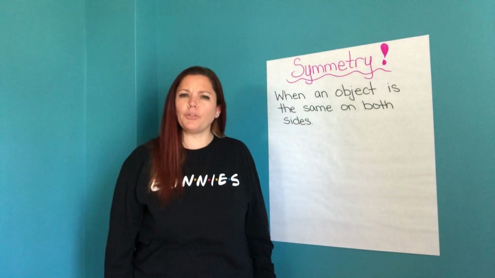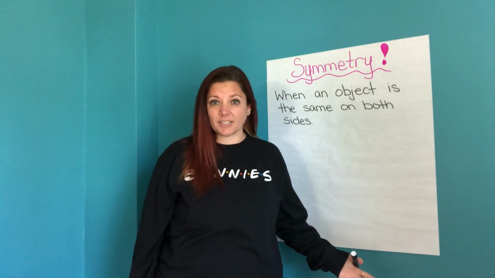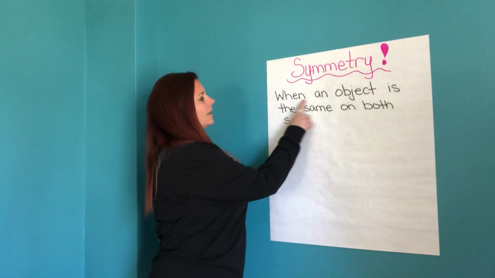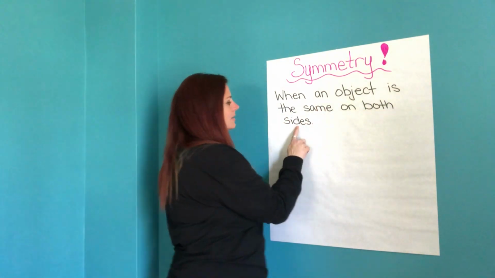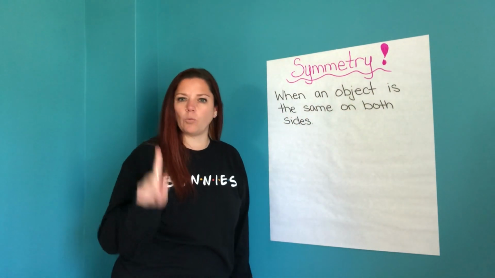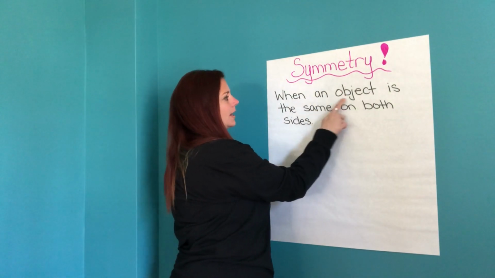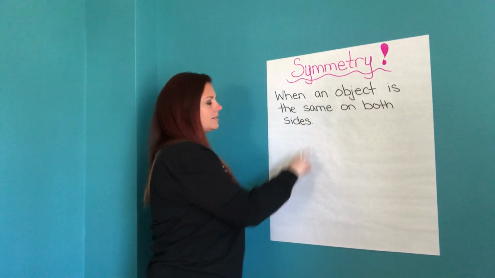Today's math lesson is going to be all about symmetry. Now, how many of you have heard the word symmetry before? It's kind of a big word. It's almost like a college word, isn't it? So, symmetry is when an object is the same on both sides. We're going to read that one more time, and I want you to read it with me. Symmetry, when an object is the same on both sides.